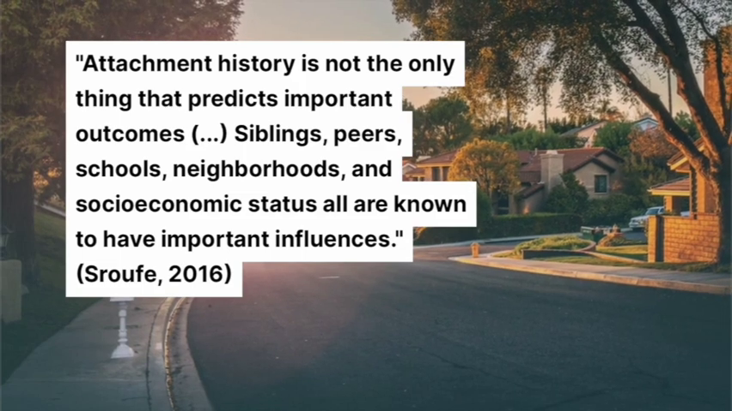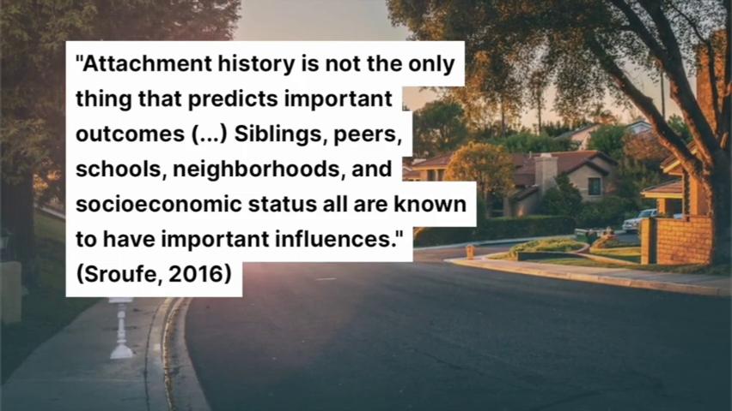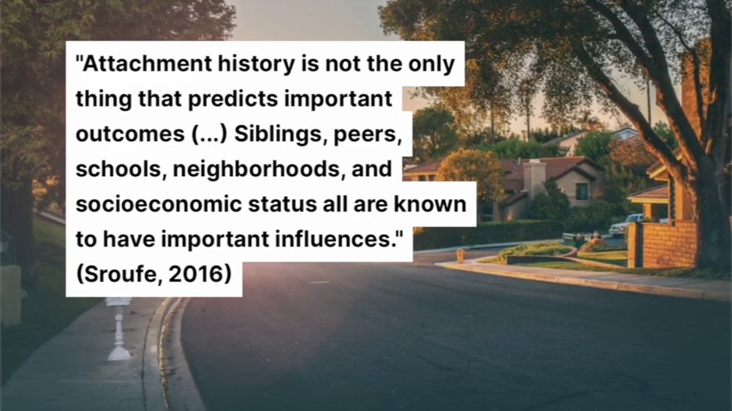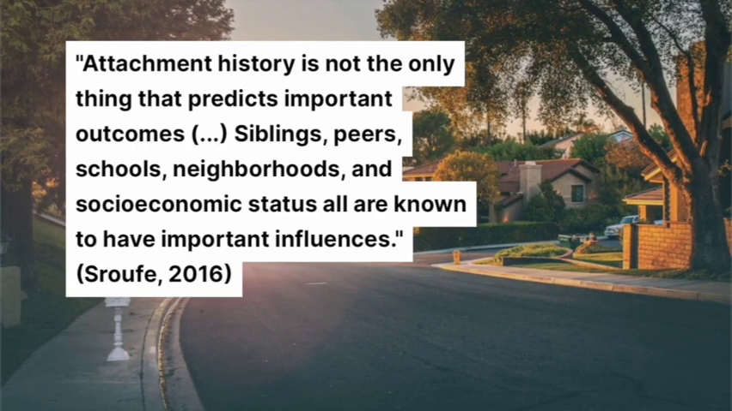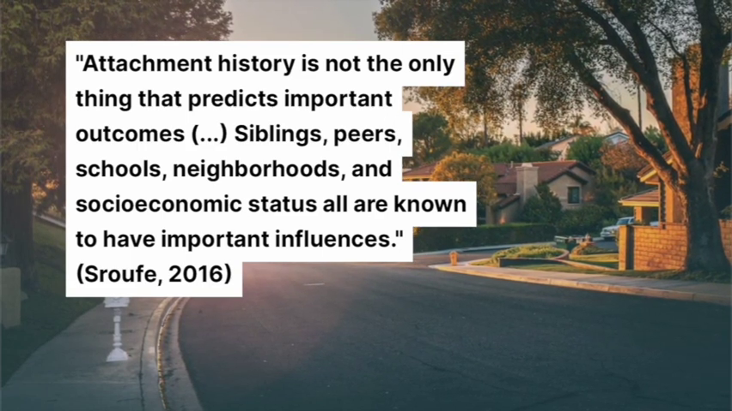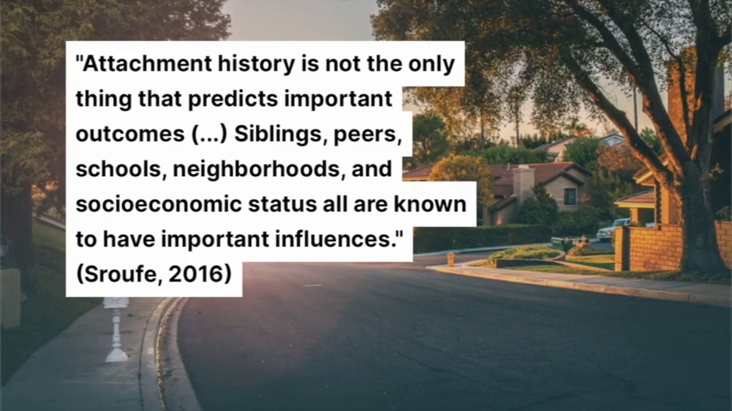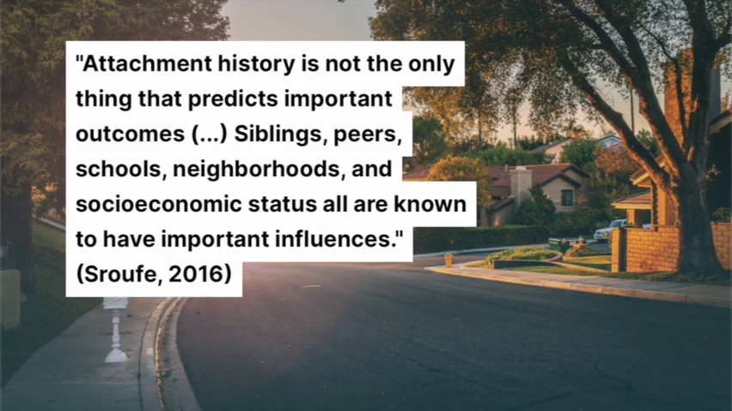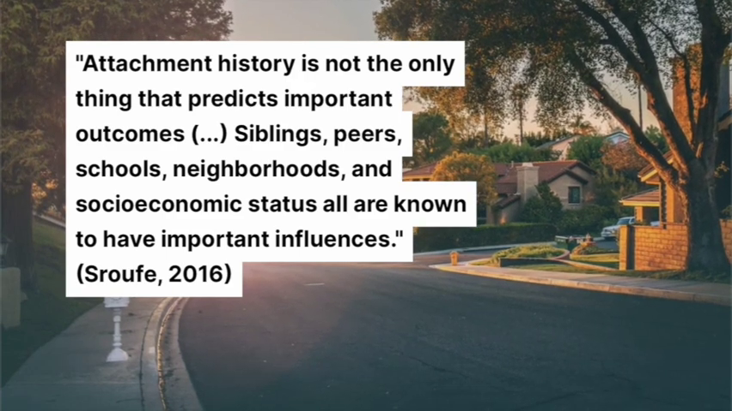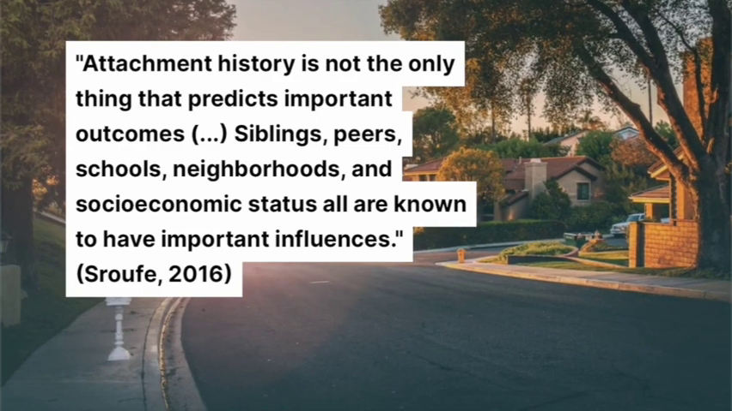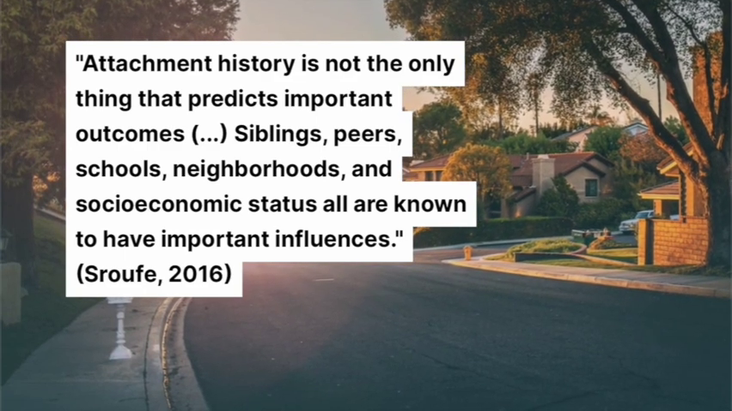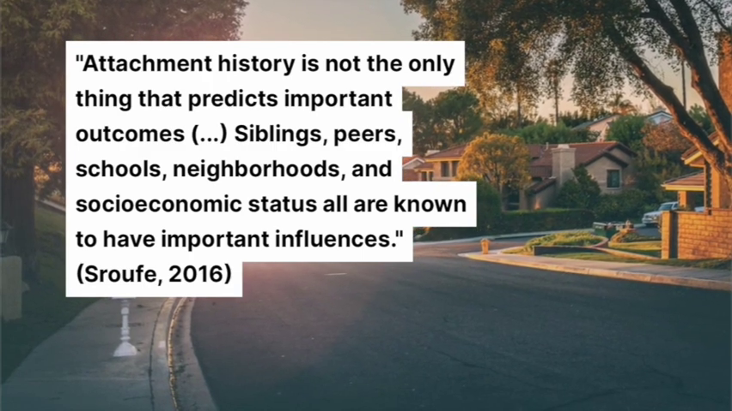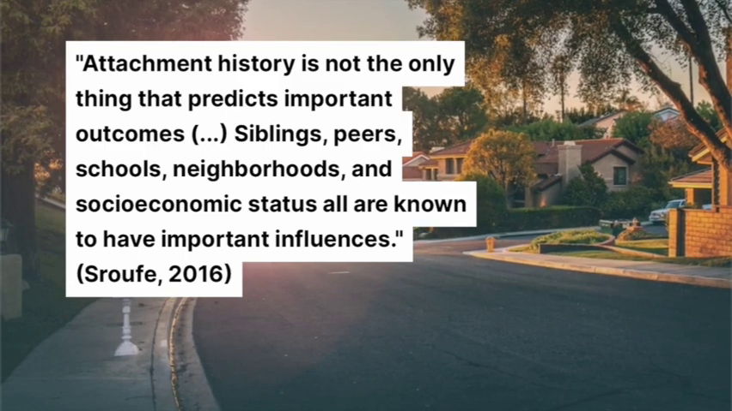So, attachment can be assessed at different ages using different methods. And overall, later assessments appear to be more predictive. But still, we know about the brain's plasticity as well. And attachment, here is the quote, is not the only thing that predicts important outcomes. Your relationships with peers, siblings, schools, neighborhoods, and socioeconomic status as well are all known to have important influences. So maybe don't make partner decisions and relationship decisions based on attachment styles alone.